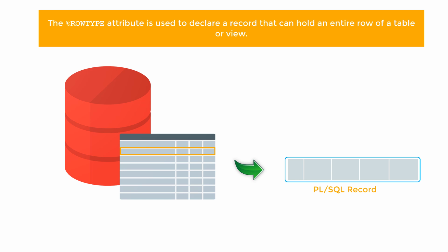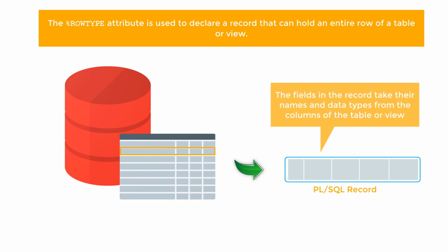Instead of defining the record in the usual way, you can save time and effort by using the %ROWTYPE attribute. This will define a record with fields that exactly matches the columns of a record in a database table or view. The fields in the record take their names and data types from the columns of the table or view. You can assign a list of common values to a record by using the select or fetch statement.